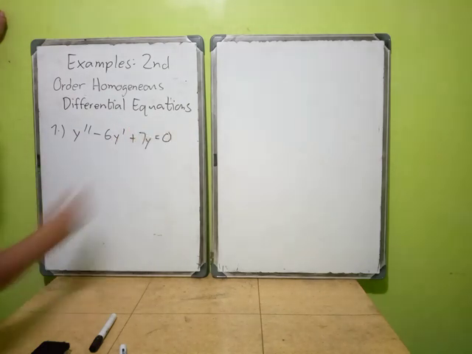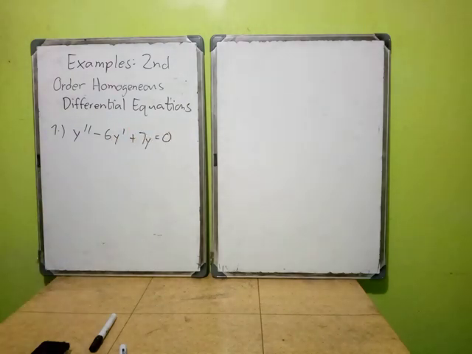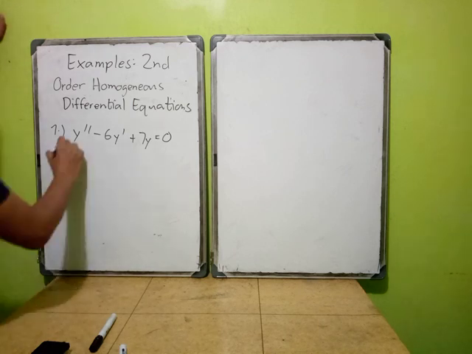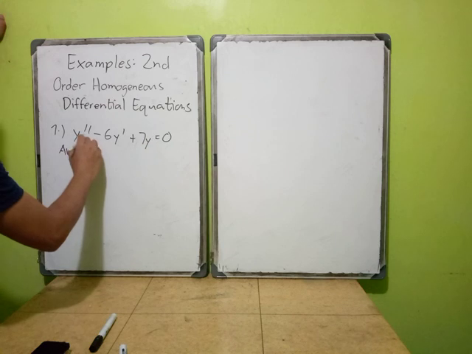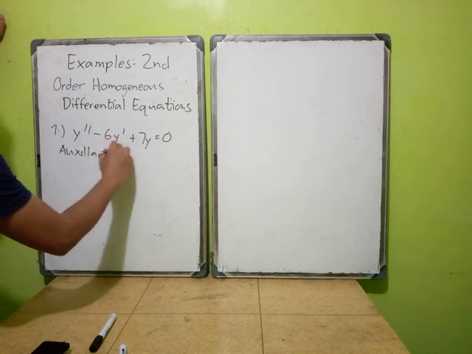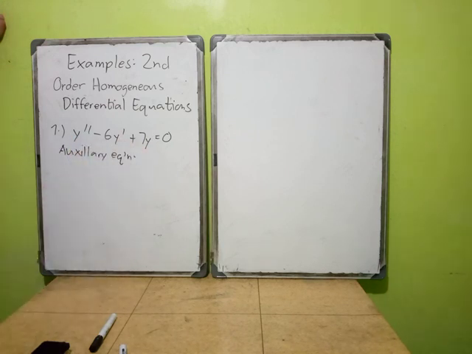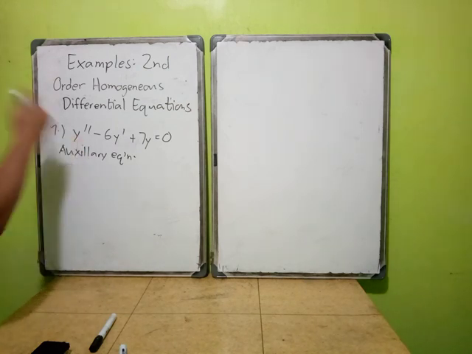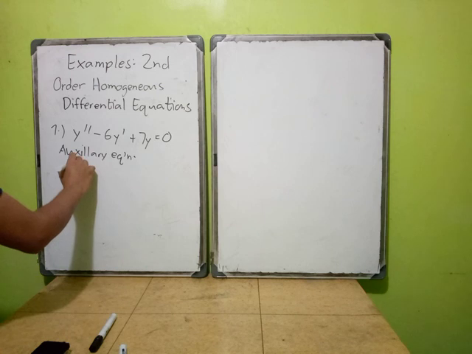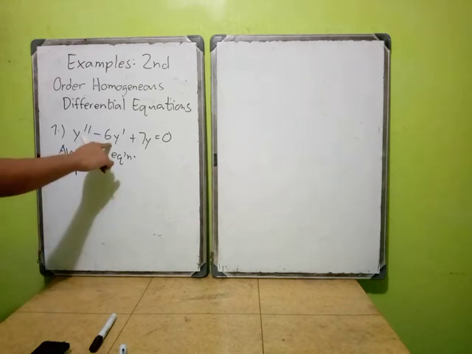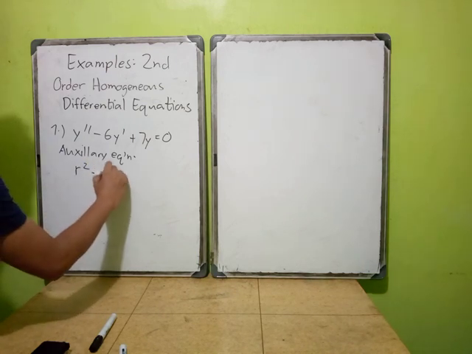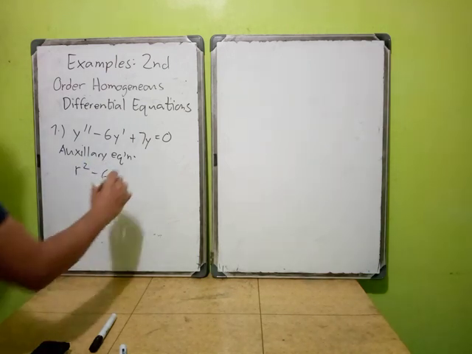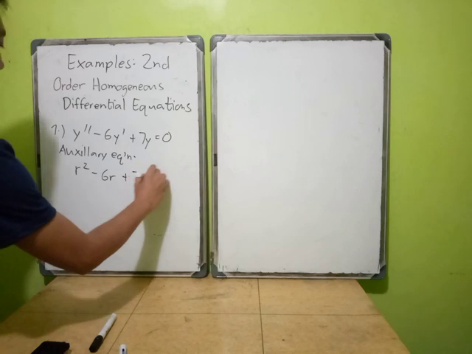So let's try solving this homogeneous second order differential equation. The best thing we can do is to convert this equation first to an auxiliary equation. In the auxiliary equation, this y double prime is converted into r squared. This y single prime is converted into r to the power of 1. Then plus 7 is equal to 0.